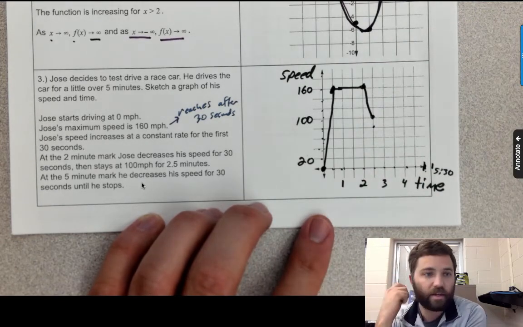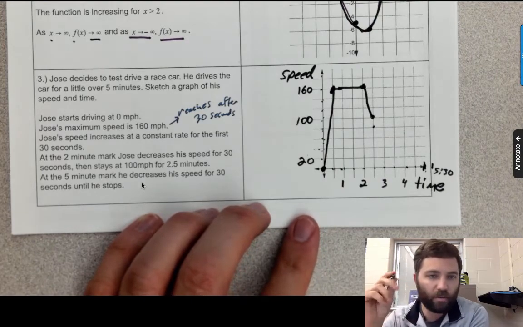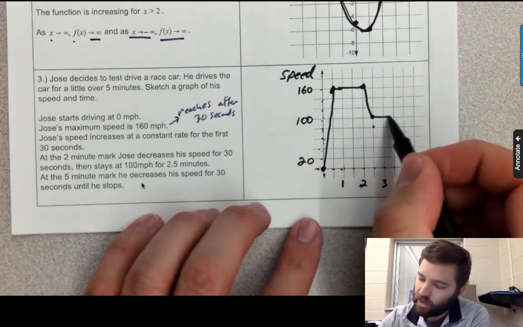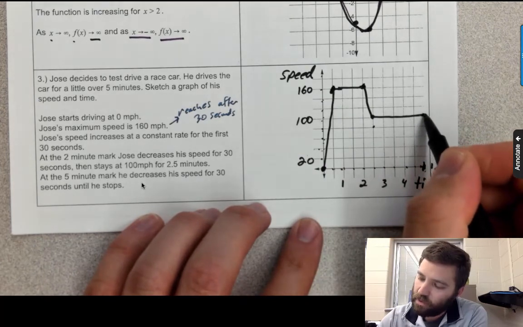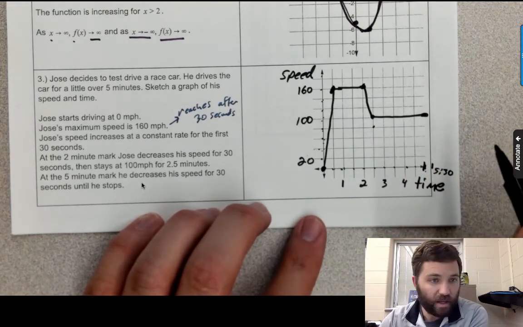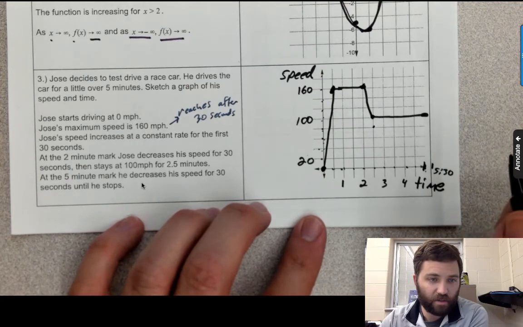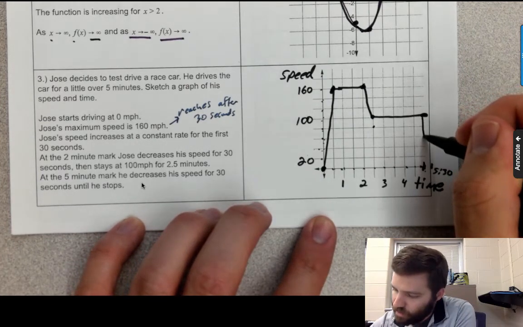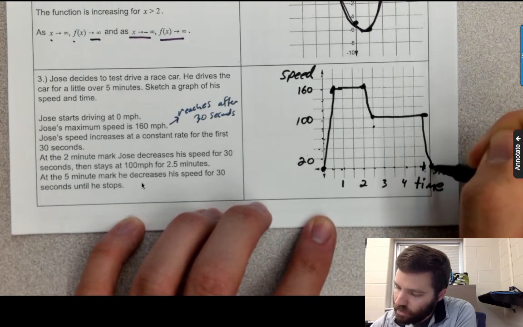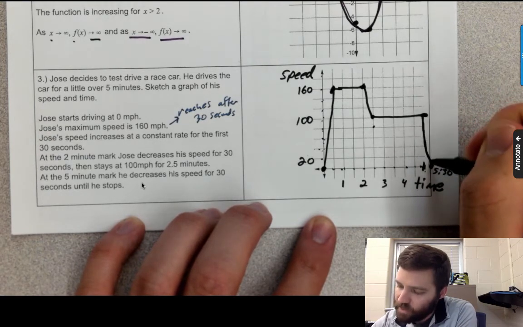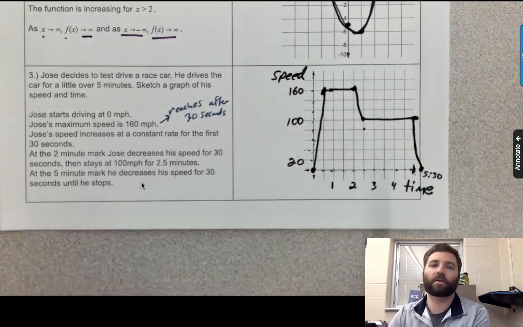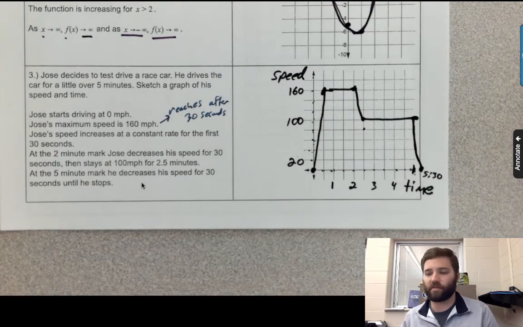All right, and then it says he stays going 100 miles per hour for 2.5 more minutes. So he's at 2.5 right now. He's going to keep going until he hits 5. And then it says at the 5 minute mark, he suddenly decreases his speed for 30 seconds until he stops. So then he drops down here to 5 minutes and 30 seconds. Okay. So again, I didn't give you a fantastic graph there, but that's how you sketch graphs based on the characteristics of the graph that you're given.